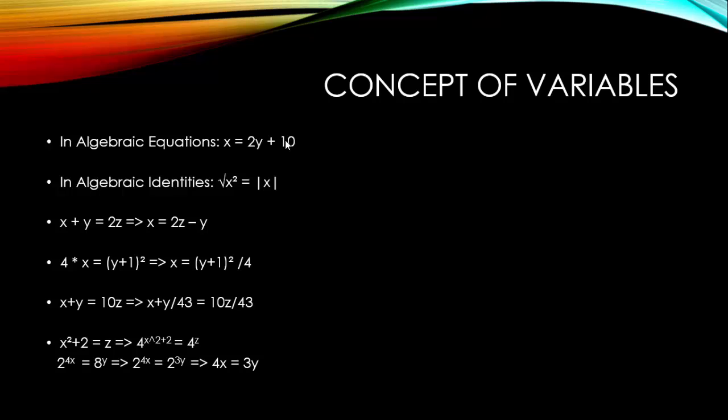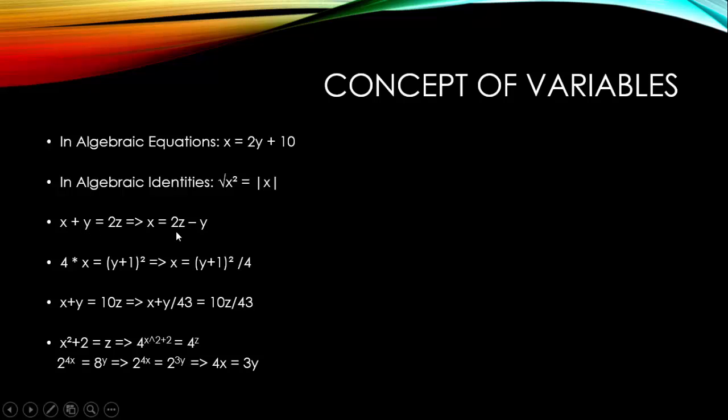Basic rules of manipulation. When switching terms from one side to the other in an algebraic expression, plus becomes minus and vice versa. So for example, x plus y is equal to 2z. So x is equal to 2z minus y. So y, when it goes to the right hand side, the sign before y, plus, became minus.